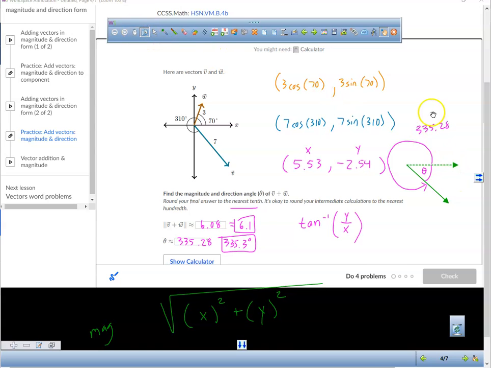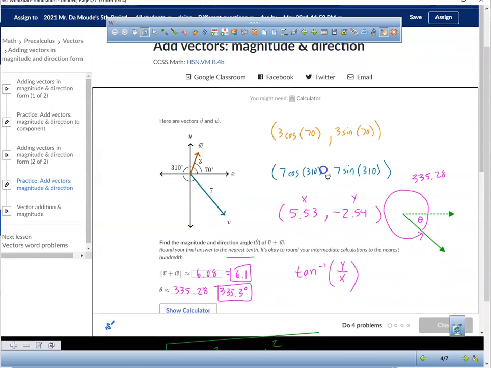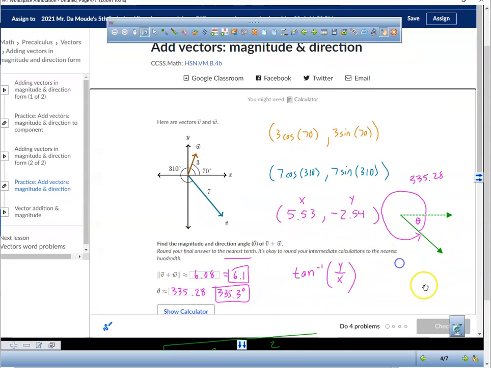So we are starting a new section called adding vectors with magnitude and direction. I've done one problem here, and I'll kind of work my way through it. I have more problems, but I'll do it from beginning to end.